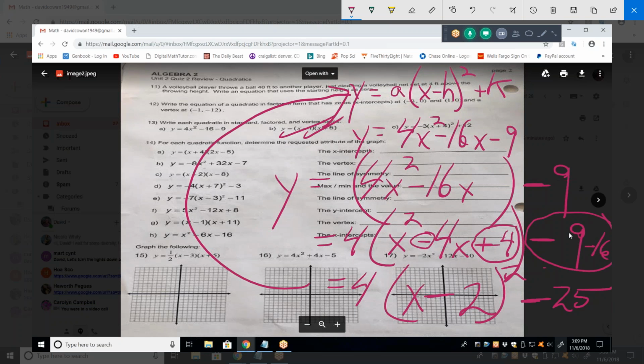What's A? What's H? No, H is positive 2. And what's K? Right. And now, if we wanted to graph it, well, I know where the vertex is. That's an awfully good start. The vertex is at 2, -25. The positive 4 means it opens up, so it's going to look something like that.